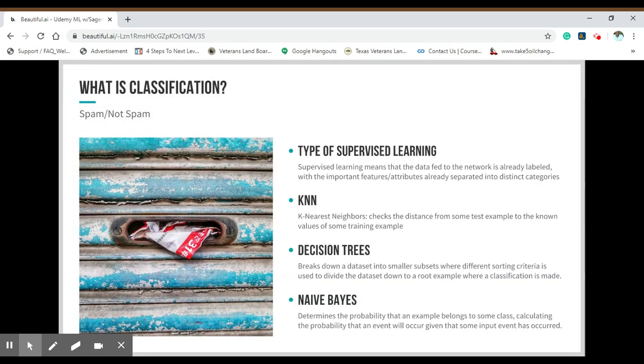And again, we talked about classification, spam, not spam. Classification is a type of supervised learning. A common technique used for classification is KNN. We also use decision trees and naive Bayes.